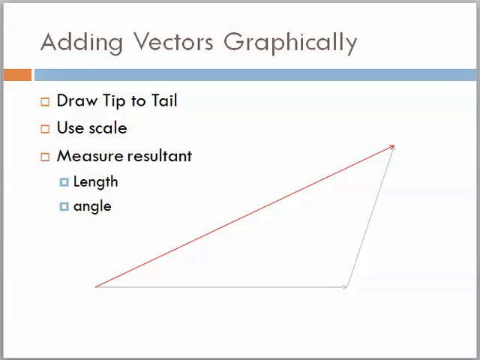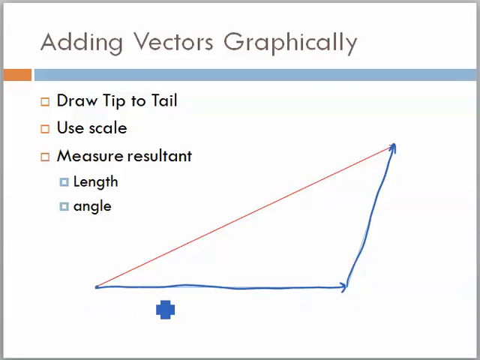All right, adding vectors graphically. Well, typically what we want to do is what's called draw tip to tail. And on here, I'm going to outline the vectors. We've got one vector here, and this is its tip. Down here is its tail. This is another vector that they've given to us. And I added them tip to tail.